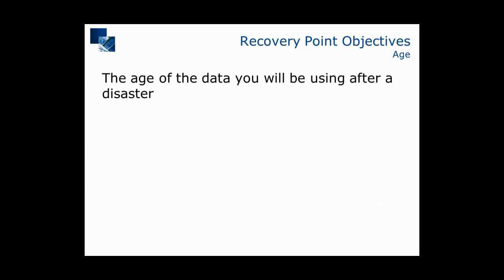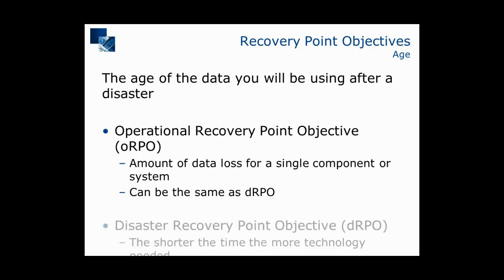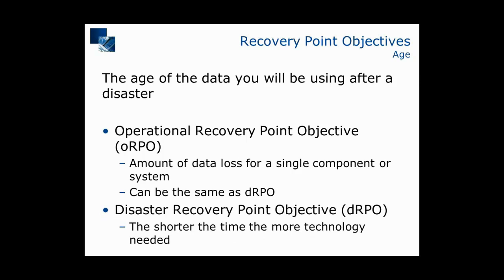So let's talk about recovery point objectives. This is the age of the data that you're going to be using after a disaster. If you take one nightly backup, you're going to have a recovery point objective of 24 hours. And just like recovery time objectives, it is operational and it is disaster. So again, the loss of data for a single component. In my example of nightly backups, you're going to have data that's at least 24 hours old, or up to 24 hours expected. If you took a backup last night and that backup was missed, you're up to 48 or more. If you take snapshots, it's whatever interval the snapshots are.